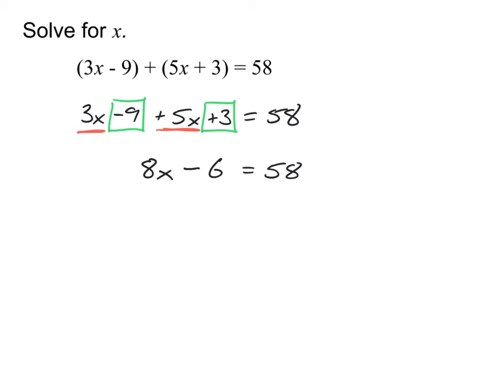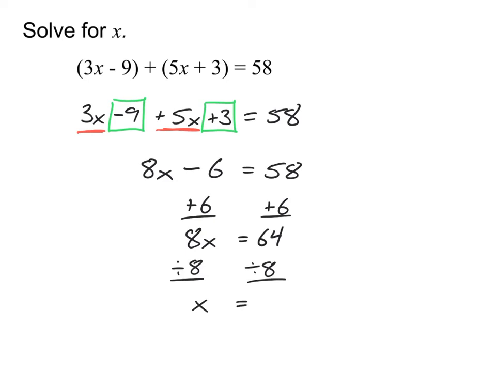All right, now we're at that point where it should be familiar and comfortable. So let's go ahead and race through the end of it. I'm going to add 6 to both sides. And then I'm going to need to divide both sides by 8. And so we end up with x equals 8, because 64 divided by 8 is 8. And since we know what x equals, that's our final answer.